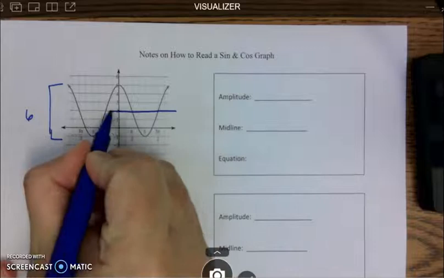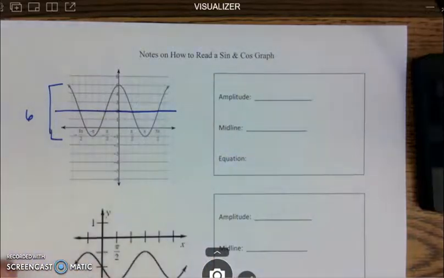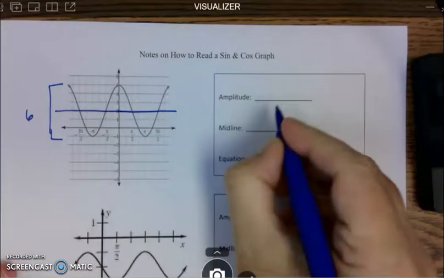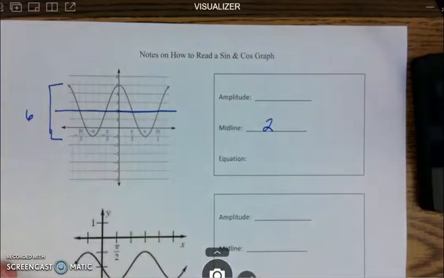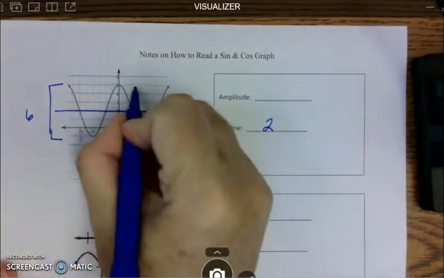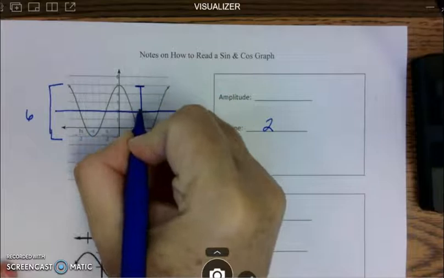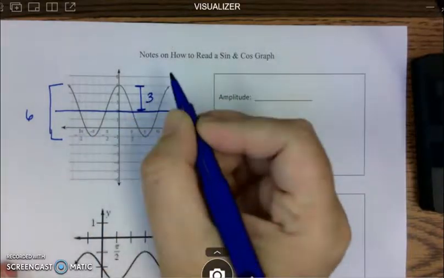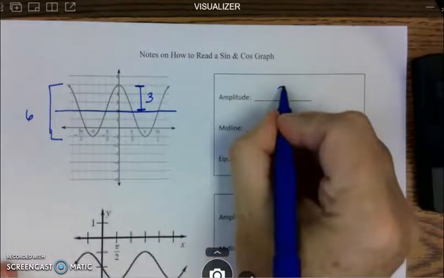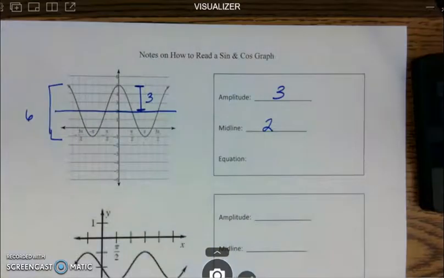And this is where our midline is going to be. Our midline here is at 2. So half from the top to this midline should be 3. That's our amplitude. Now, let's determine whether this is a sine curve or a cosine curve.